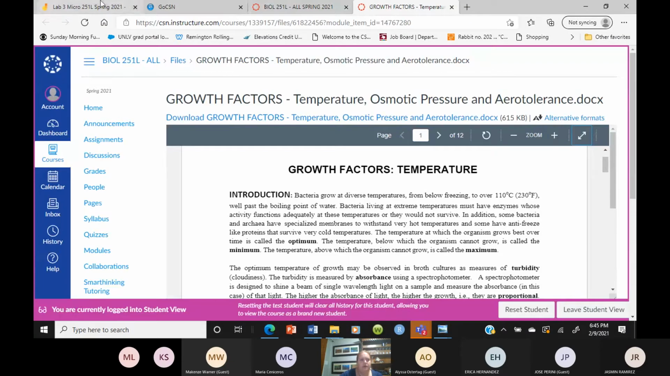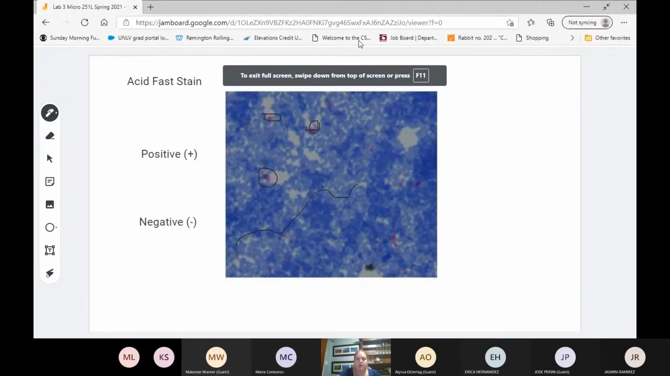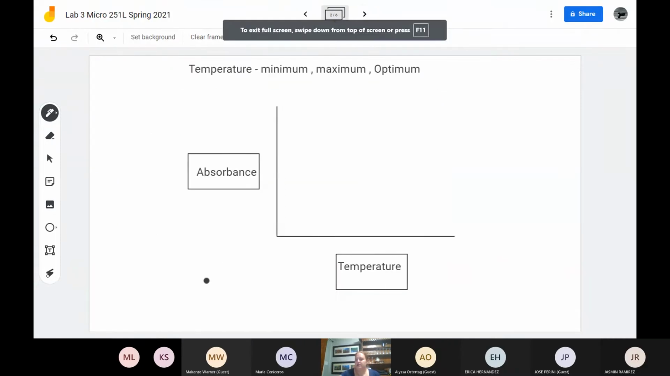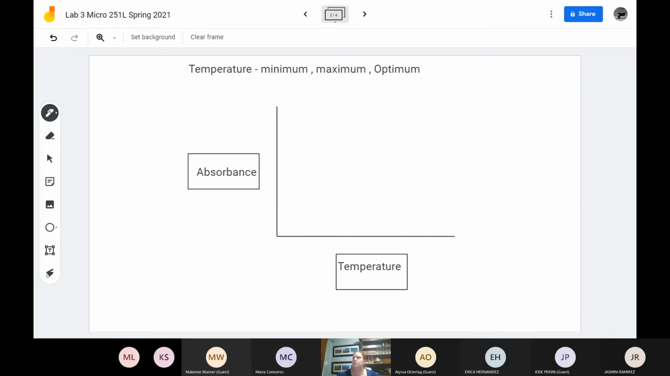The thing to understand about this curve, going back to my board here, is that these curves can look a little bit different depending upon the type of bacteria. Okay, so the one we were just looking at looked a little like this. There was a minimum, there was an optimum, and there was a maximum.